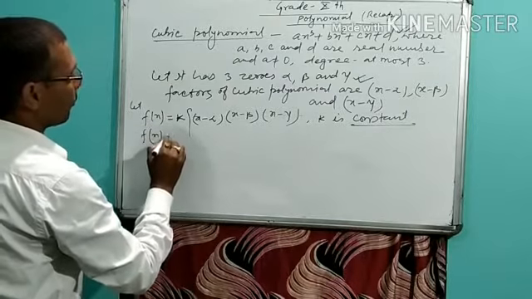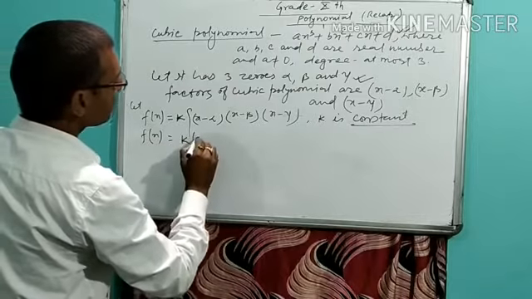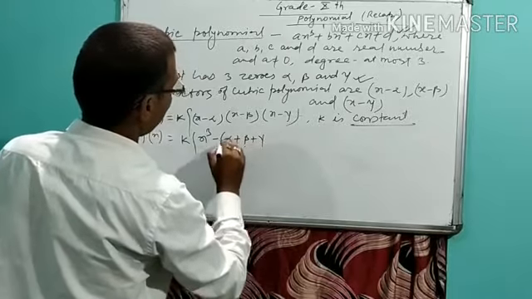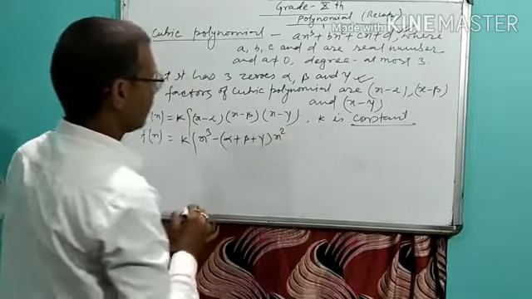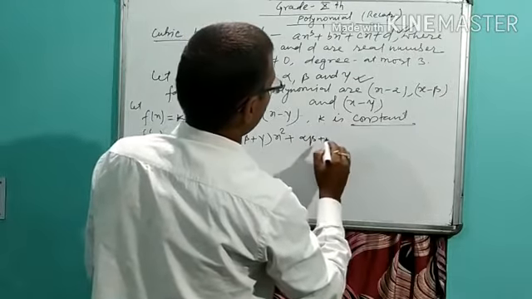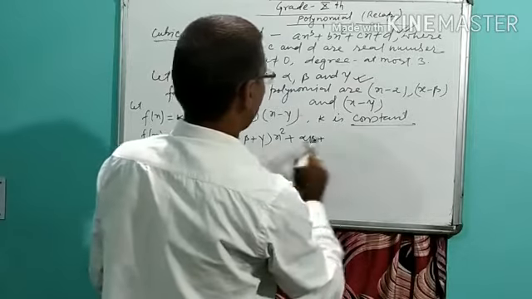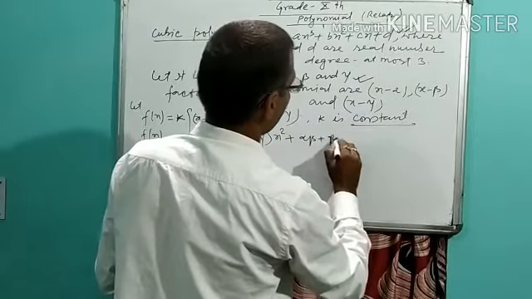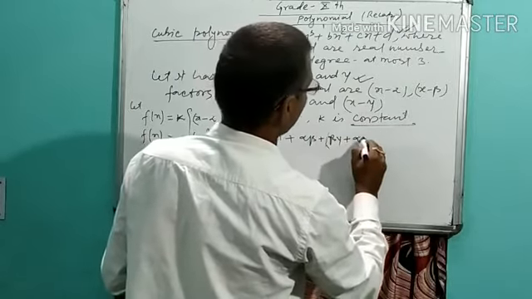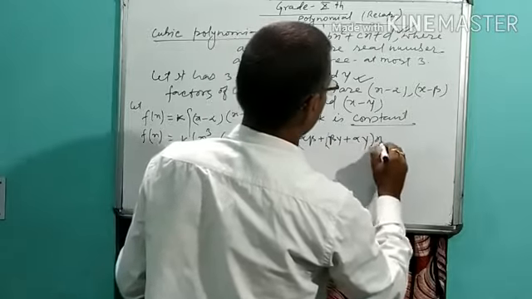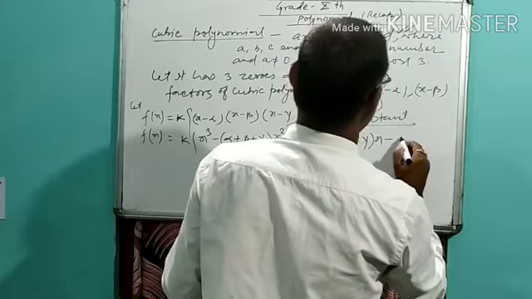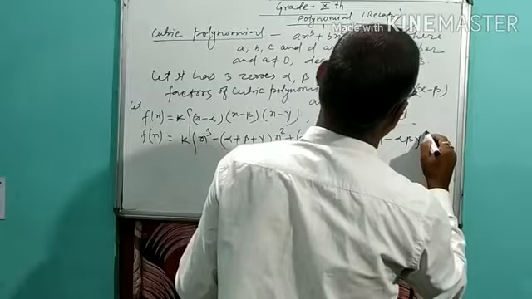Suppose f(x) is equal to k times x cube minus (alpha plus beta plus gamma) into x square plus (alpha beta plus beta gamma plus alpha gamma) into x minus alpha beta gamma.